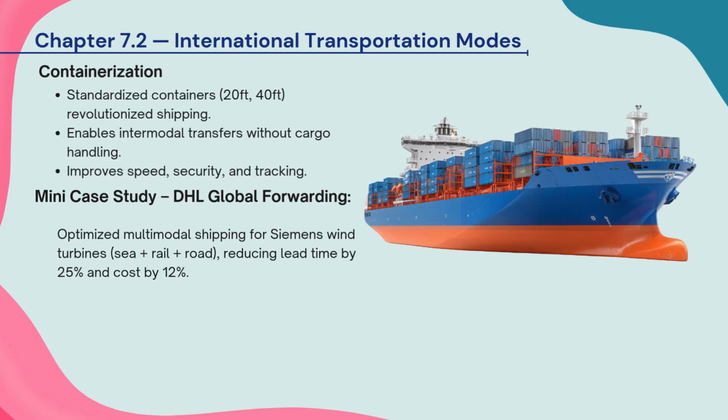This slide explains containerization, which transformed global shipping through standardized 20 feet and 40 feet containers. These containers allow easy transfers between ships, trains, and trucks without unloading cargo, making transport faster, more secure, and easier to track. The mini case study shows how DHL used multimodal transport for Siemens wind turbines using sea, rail, and road. This optimized the supply chain, cutting lead time by 25% and reducing costs by 12%.